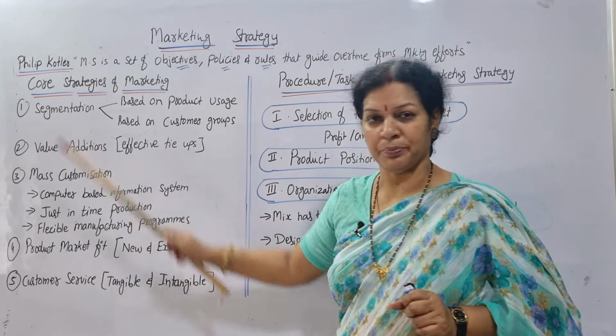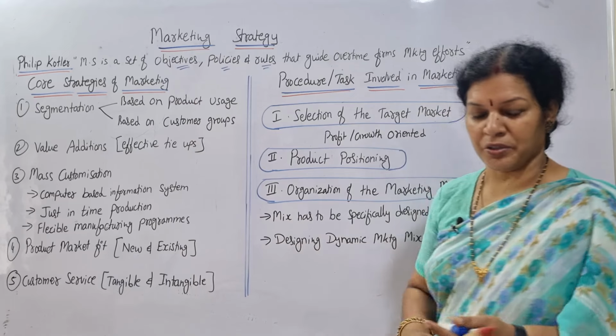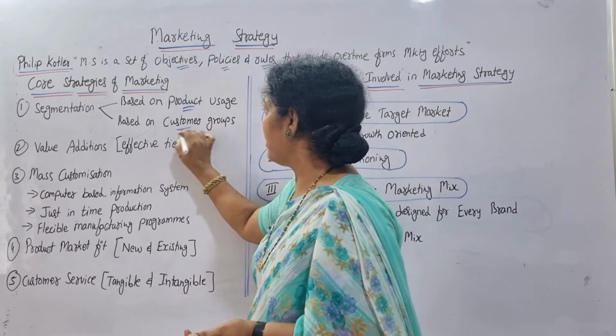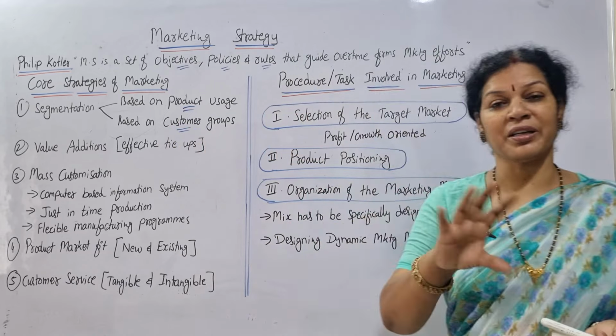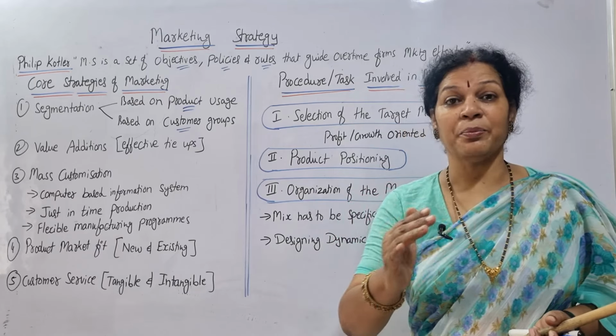That is segmentation. The segmentation is of two types. One is based on product usage, and the other is based on customer groups. Product usage means what kind of products we have, what is the usage of these products, and what kind of people are using them.